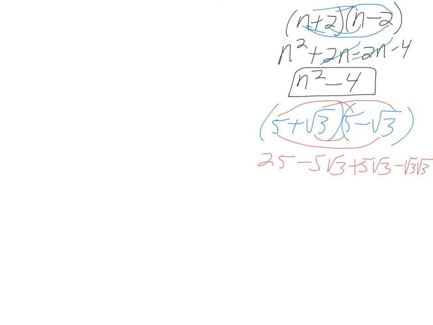So I'm going to write that out just to show you the extra step. So we have 25, and I can put these two together because they both have a square root of 3 underneath. Since they both have a square root of 3, you can add your coefficients, the 5 and the negative 5. Those cancel out. Just like up above, with n plus 2 and n minus 2, the two middle terms canceled out. Then I have minus, and square root of 3 times square root of 3 is 3. So I have 25 minus 3, which would be 22 then.